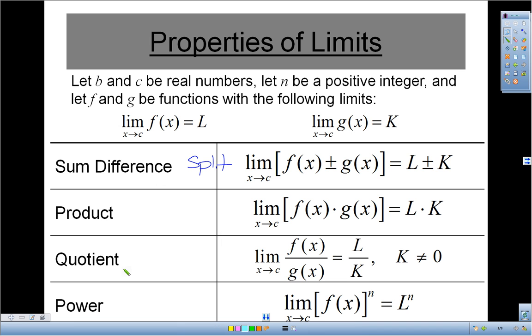The only issue with the quotient is that you cannot have a 0 in the denominator, and the same thing holds true for powers. Alright, so those are really your 8 fundamental properties of limits, and we're going to use those properties to help us solve some examples. Let's take a look at my first example.